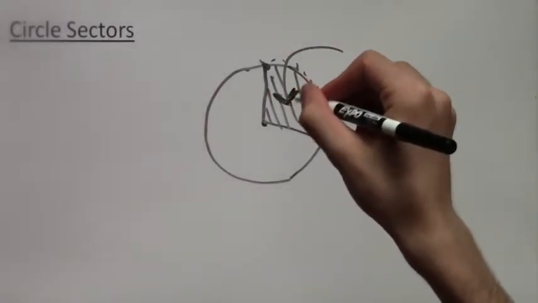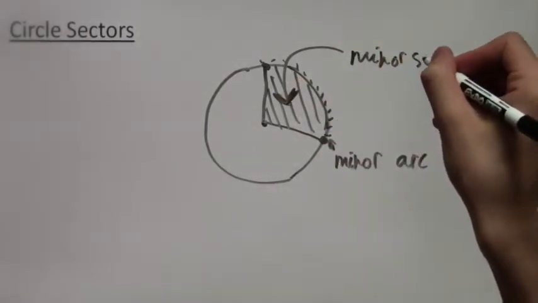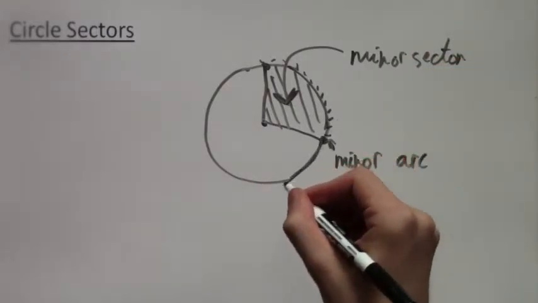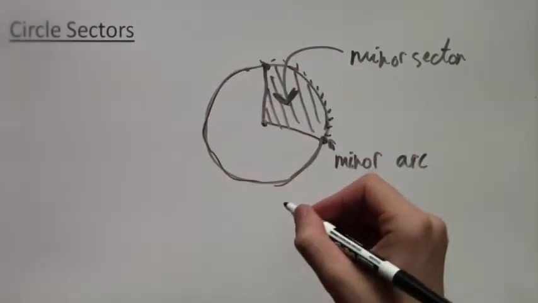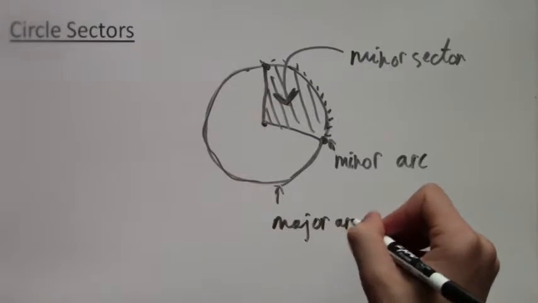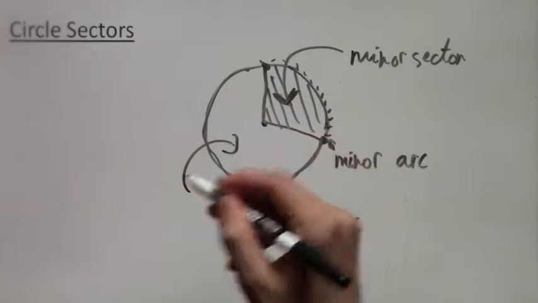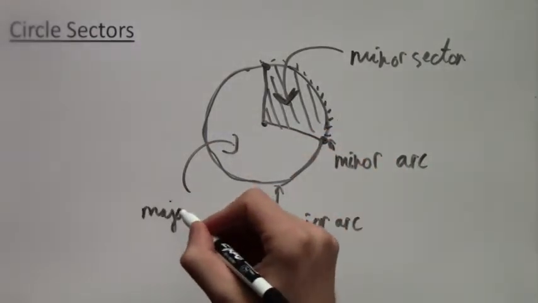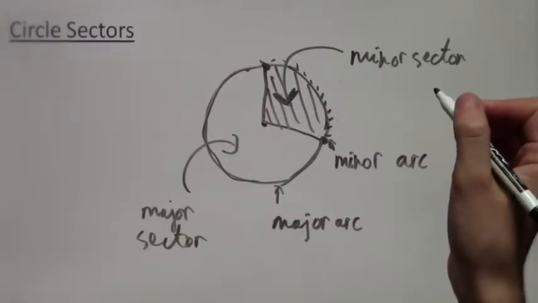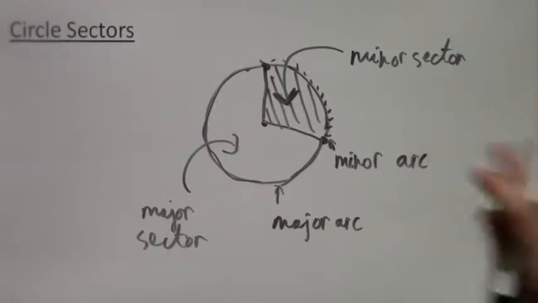And the portion inside is called the minor sector. And then on the opposite side, just replace minor with major. Remember that minor means small and major means big. So we have the major arc. And that interior part is the major sector. So now we're going to learn how to calculate their areas and lengths.